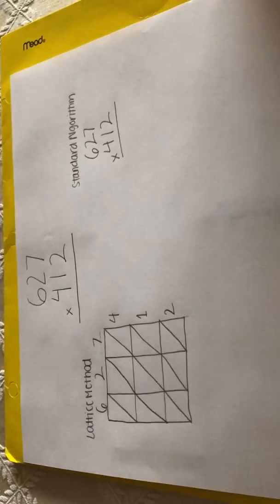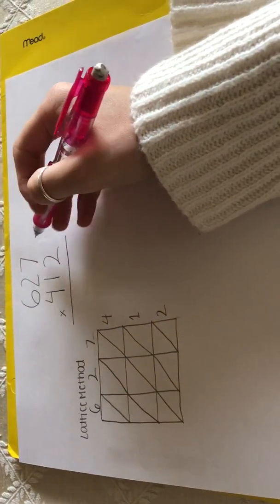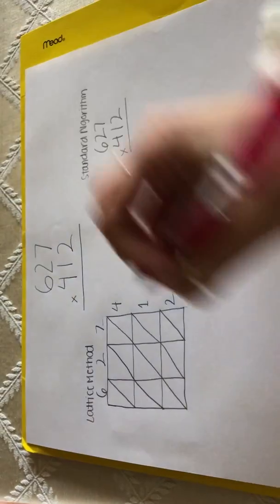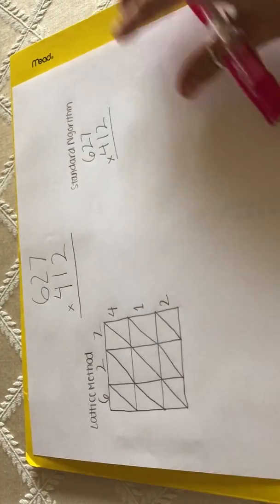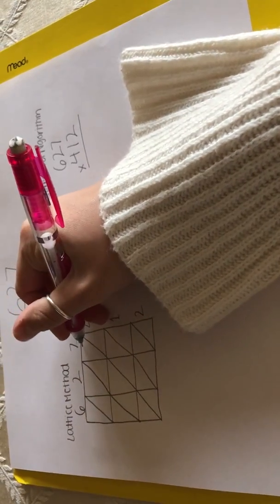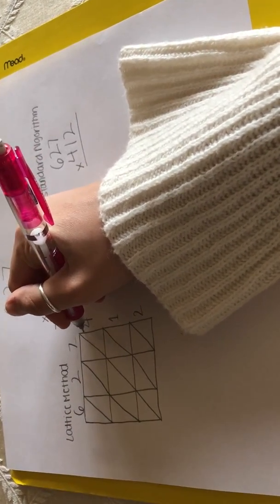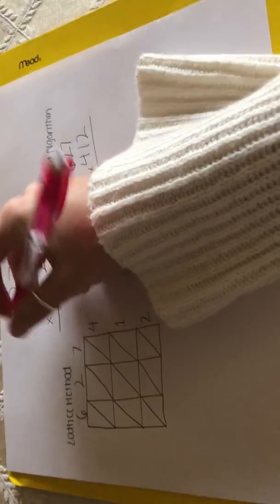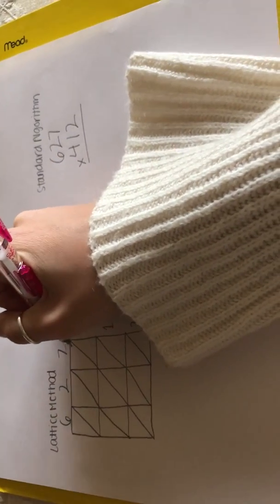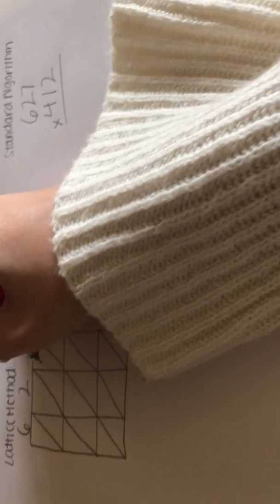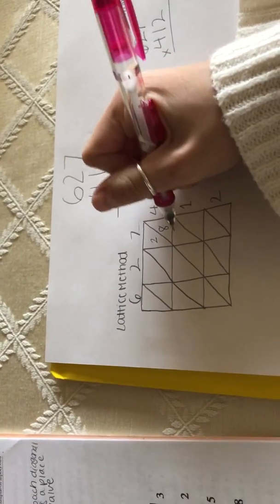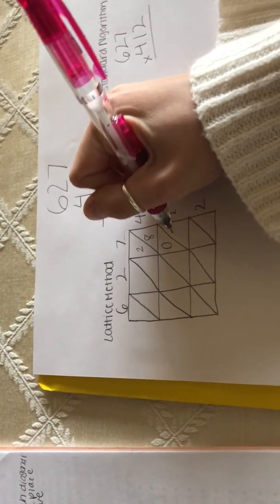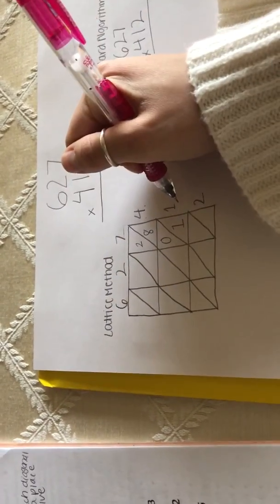Okay, so I'm going to be doing 627 times 412 using the lattice method and then comparing that to the standard algorithm. So first, I'm going to start by doing the ones place times the hundreds place. So 7 times 4, which is 28, and then 7 times 1, which would be 0 and then 7.